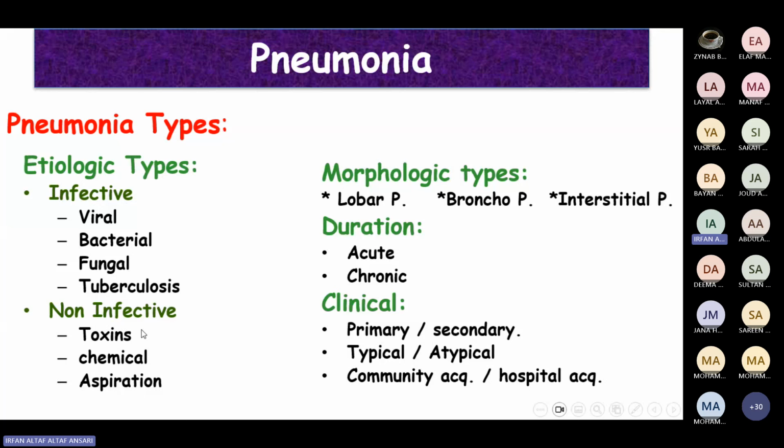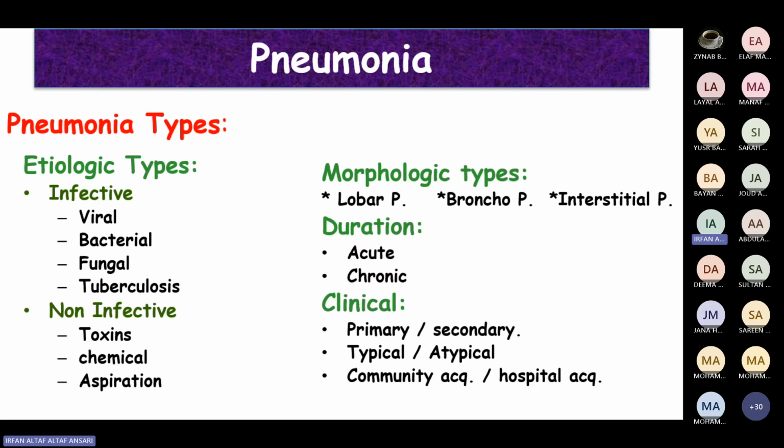So non-infective: if someone has aspirated something, like gastric aspiration, so gastric aspiration pneumonia, or someone aspirated some chemical, or inhalation of chemicals or toxins. This is a non-infective type of pneumonia.